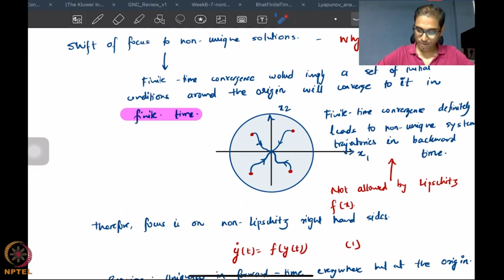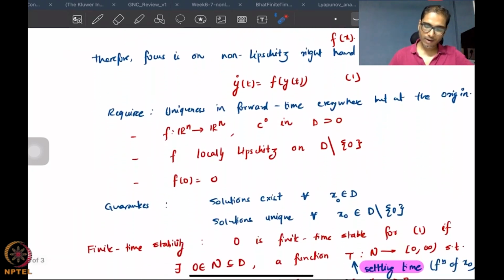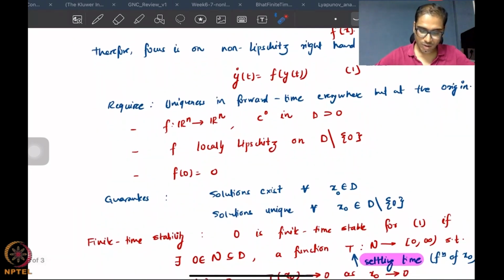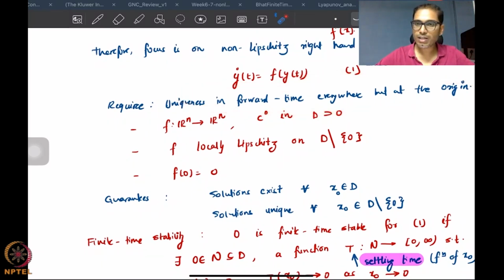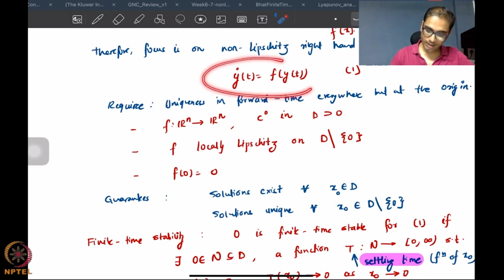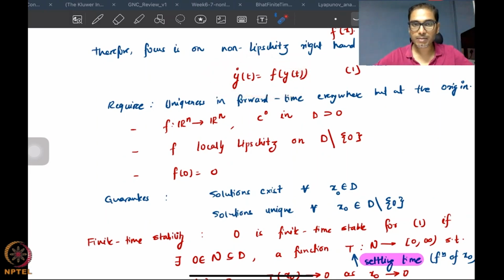All right, so that is why we settled on the notion of having uniqueness in forward time everywhere but at the origin. So this is the notion that we choose to work with while defining the notion of finite time stability. So that's the system we were working with. It's an autonomous system, right? There is no explicit time dependence.